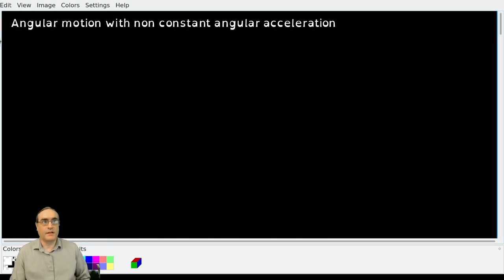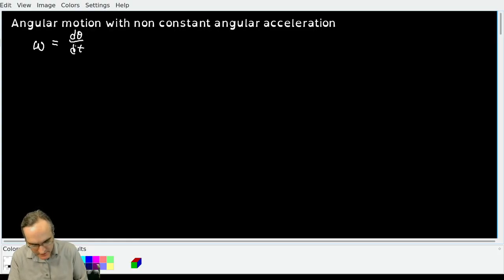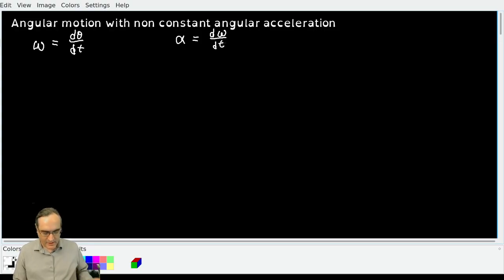In the first section, where we were talking about angular position, angular velocity, and angular acceleration, we came up with the following two relationships. One is that omega is equal to the derivative of position with respect to time, and that alpha, the angular acceleration, is equal to the derivative of omega with respect to time. And these are the equations you would have to use.